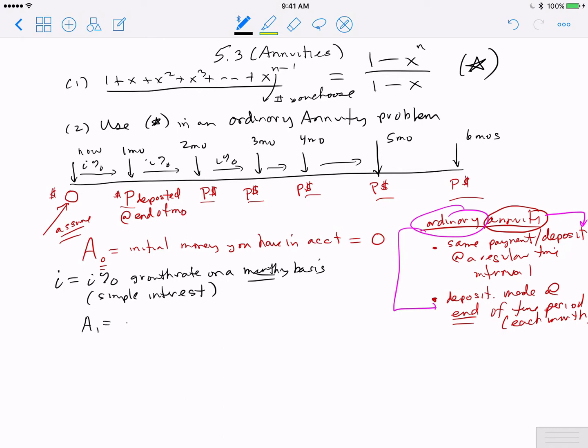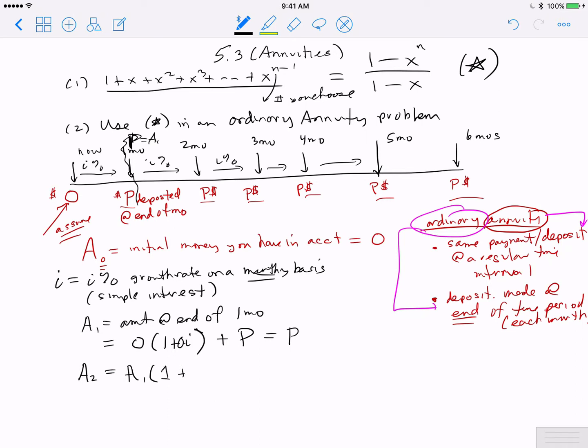So the amount that you would have at the end of 1 month would be the $0 you started with, that earned I% interest, and then you made a deposit of P dollars. So the amount that you have at the end of the first month is just P dollars. The amount that you have in the account at the end of the second month is the P dollars that you had at the end of month one, which earns the I% interest, and then you make a deposit of P dollars.